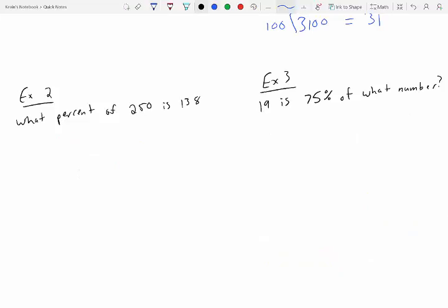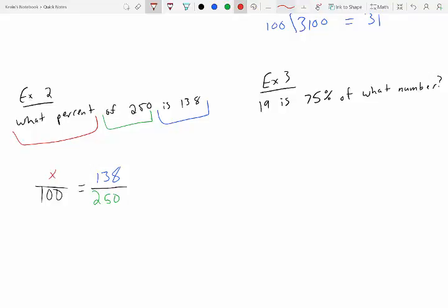Again, if we look at example 2, what percent of 250 is 138? Let's set up what we know with our proportion. 100 always goes on the bottom, and we have percent. We're looking for that because it says what percent of 250 is 138, and so is goes on the top, of goes on the bottom, and we are looking for a percent.